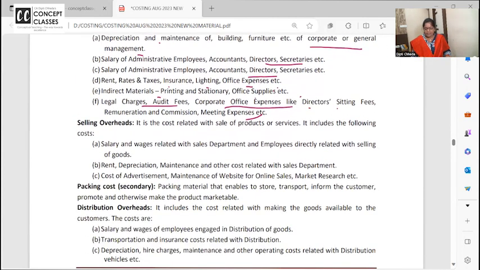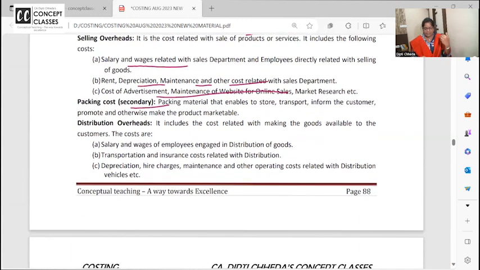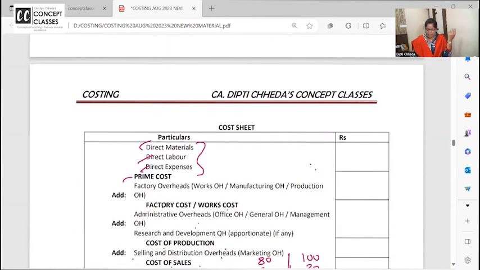Okay. Then we have selling overhead: sales related people's salary, rent, depreciation, maintenance, advertisement, packing, all. Distribution, when we sell it: salary, transport, all. Okay. And then profit and sales.